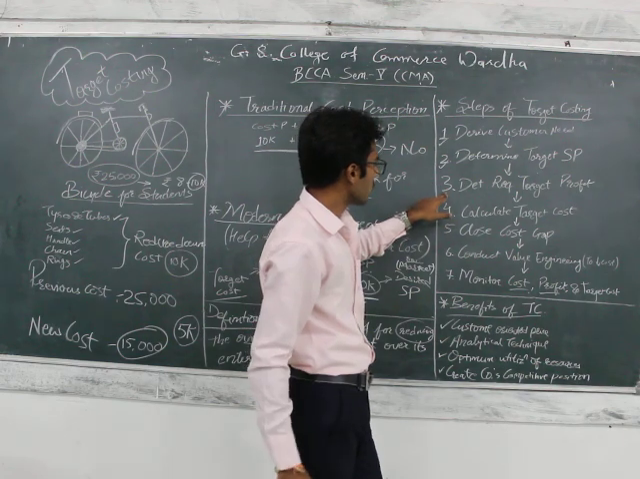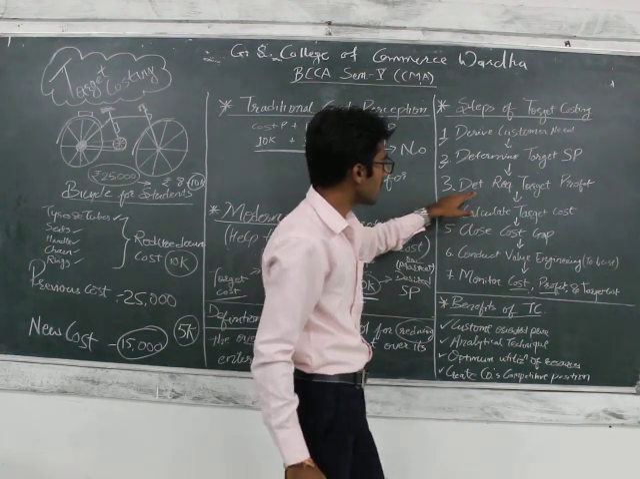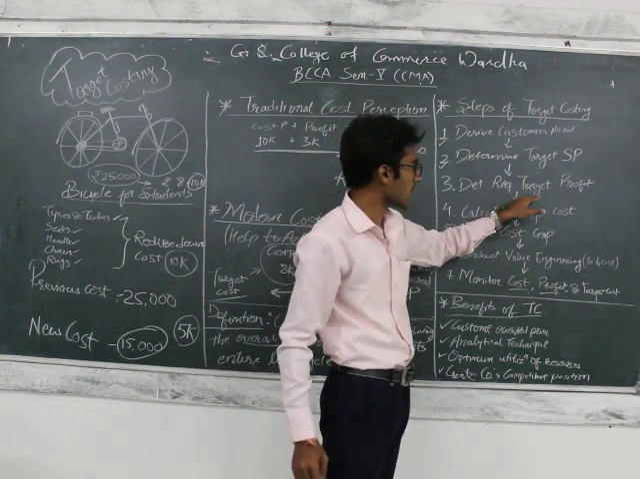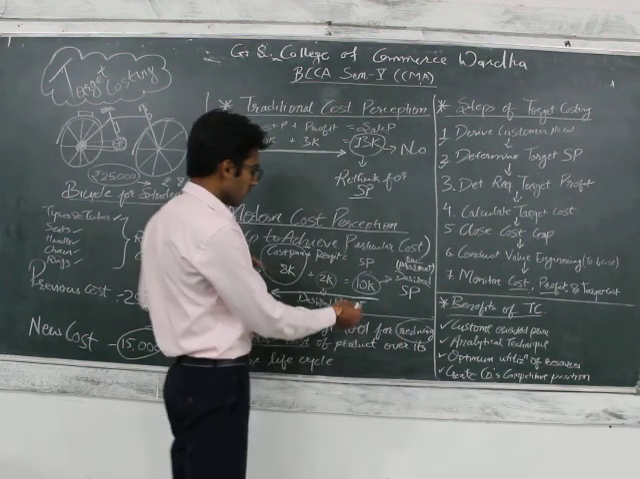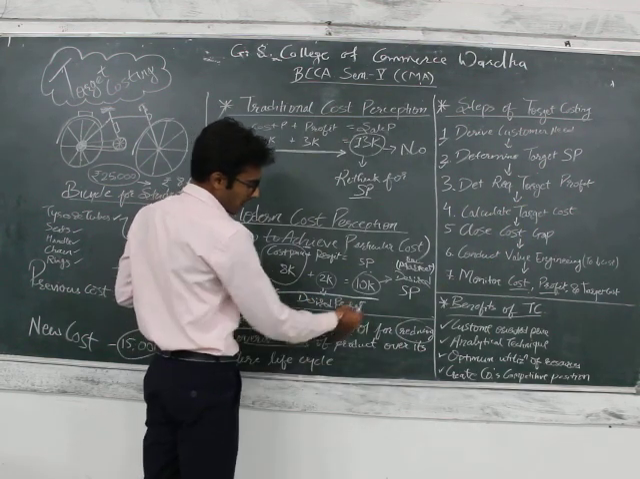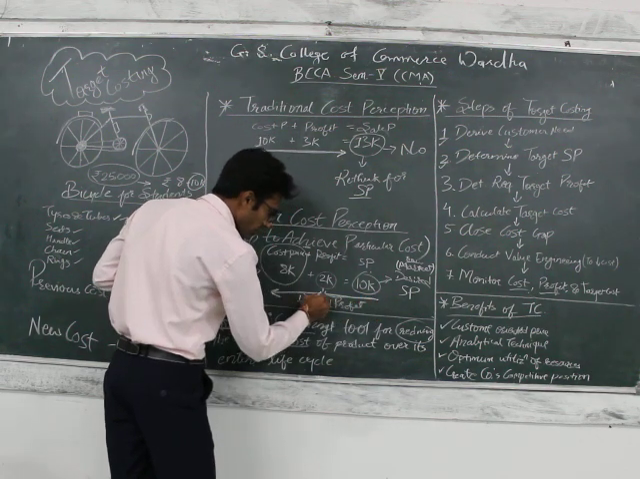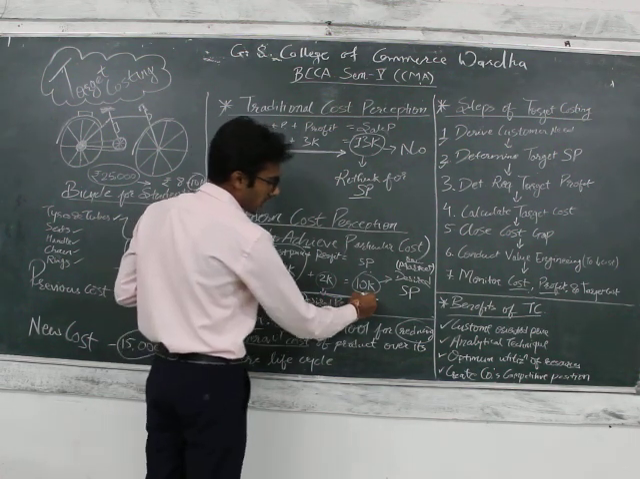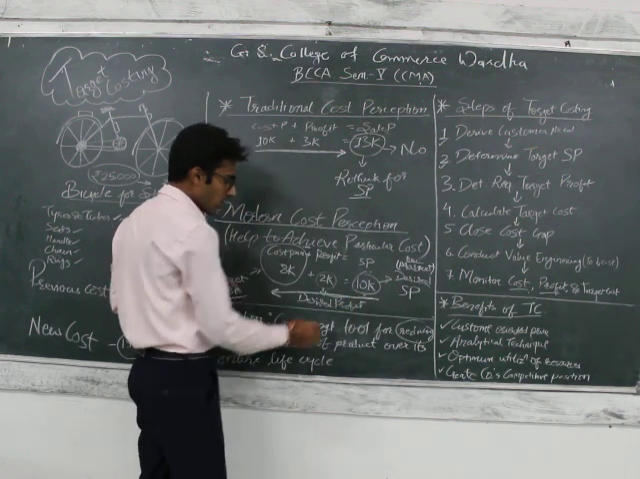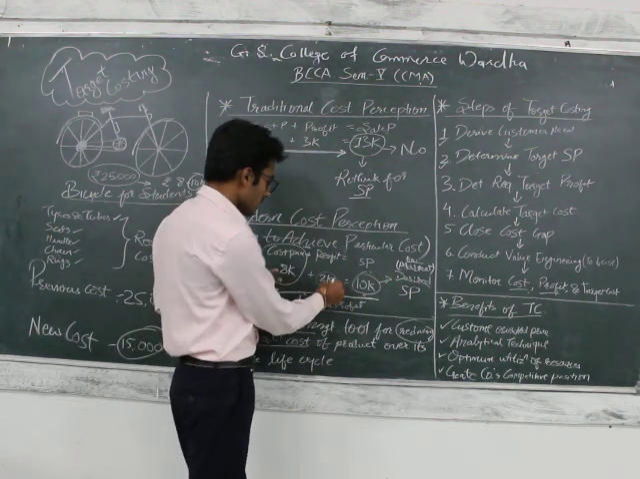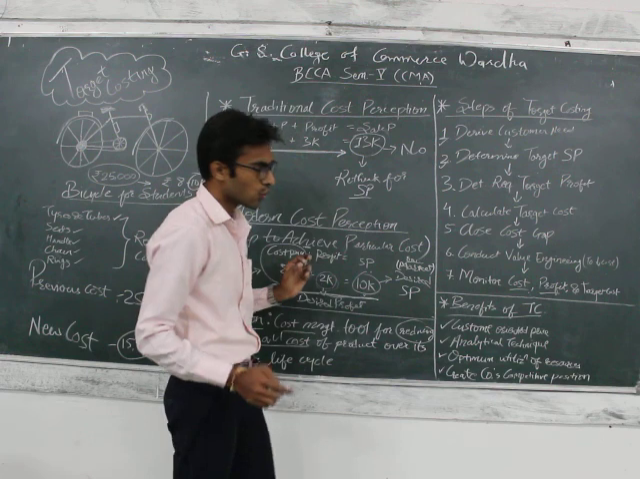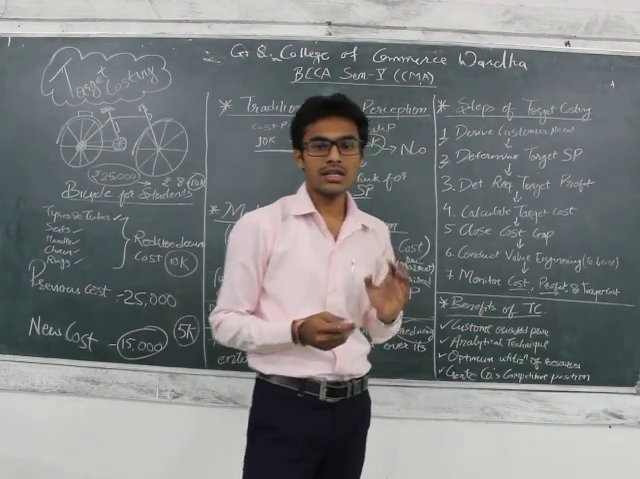Now the third step is to determine the required target profit. Again we will take this example only. We are coming from right to left. So we have determined the selling price. Now we desire this amount of profit, so our third point becomes desired profit.